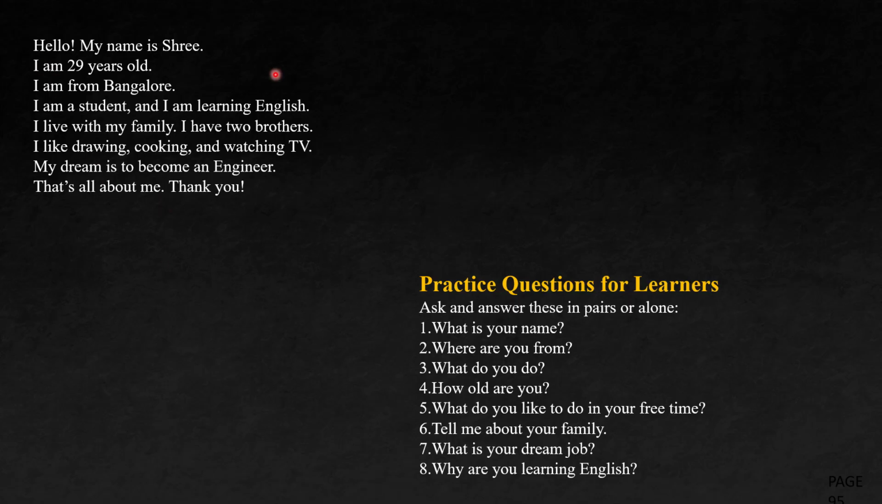Okay, let me start. Hello, my name is Shri. I'm 29 years old. I'm from Bangalore. I'm a student and I'm learning English. I live with my family. I have 2 brothers. I like drawing, cooking, and watching TV. My dream is to become an engineer. Yeah, that's all about me. Thank you. Got it? So, like that, you need to introduce yourself.